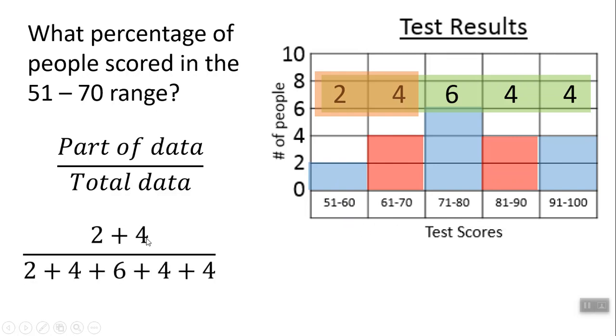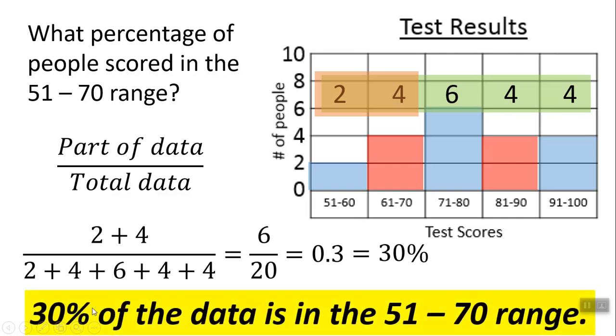So we're going to have 2 plus 4 over 2 plus 4 plus 6 plus 4 plus 4. 6 out of 20, that's going to be 0.3, which is exactly 30%. So 30% of the data is in the 51 to 70 range.